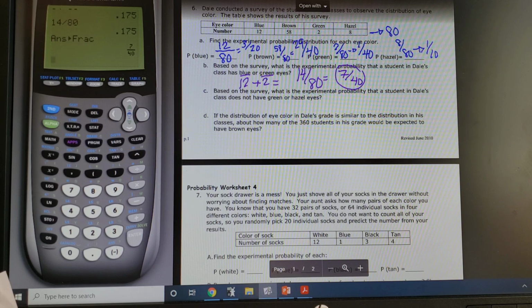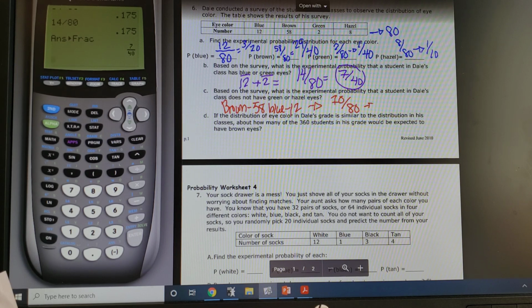Alright. Based on this survey, what's the experimental probability that a student in Dale's class does not have green or hazel? Alright, so if they don't have green or hazel, what color eyes do they have? Brown and blue. So brown is 58, blue is 12, 58 and 12 is 70. 70 over 80, which is 7/8. Pretty high probability.